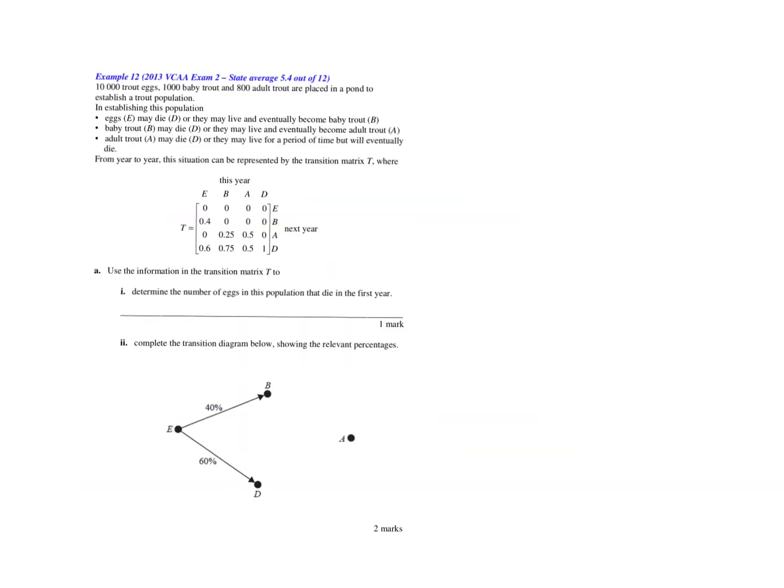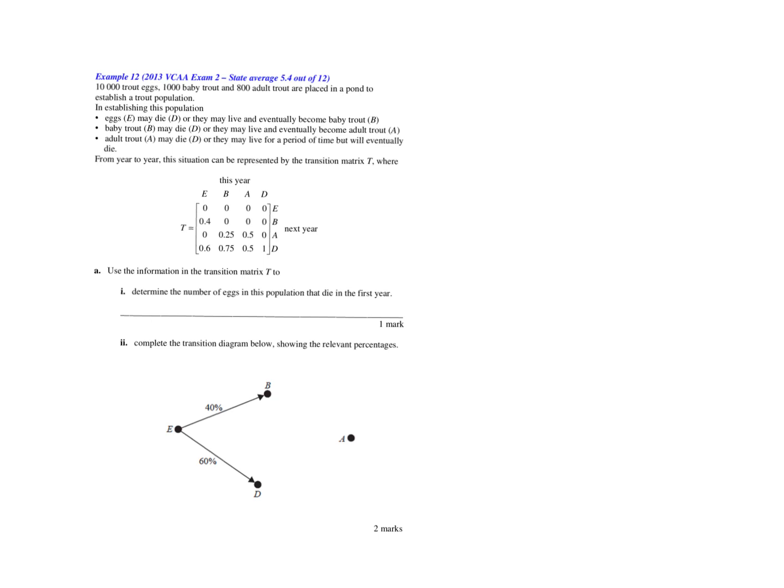Okay, 10,000 trout eggs, 1,000 baby trout, 800 adult trout were placed in a pond to establish a trout population. Eggs may die, or they may live and become babies. Babies can die, or they can live and become adults, and adults can just die. So from year to year, they change. Here's the transition. Using this information in the transition matrix T, determine the number of eggs in the population that will die in the first year.